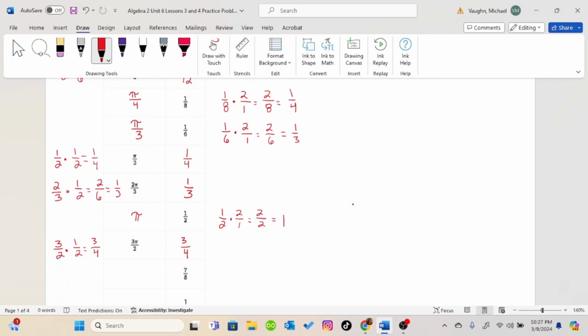Next, we have 7/8 of a rotation around the circle. Multiply that by 2. We have 14 over 8, which simplifies to 7/4. So we have 7 pi over 4 as the angle measure.